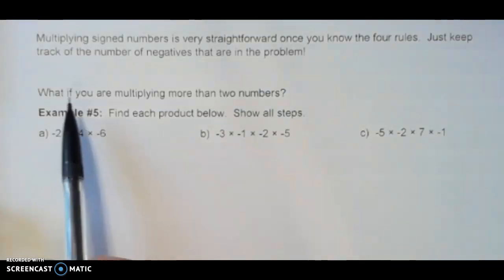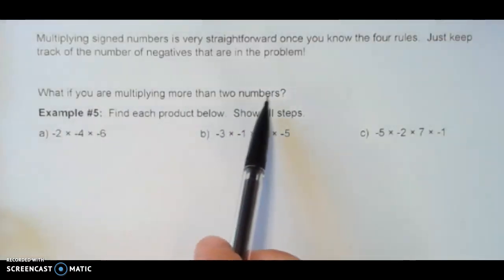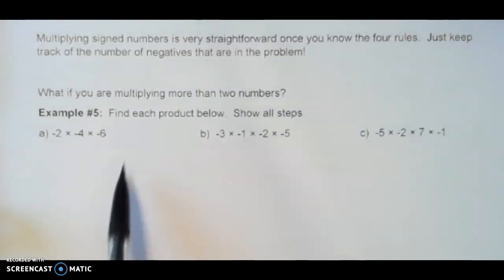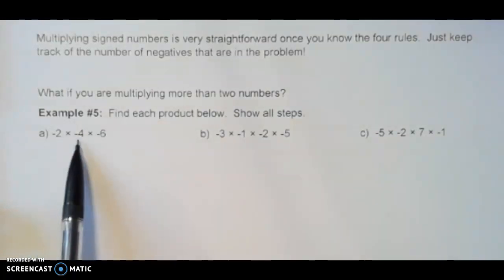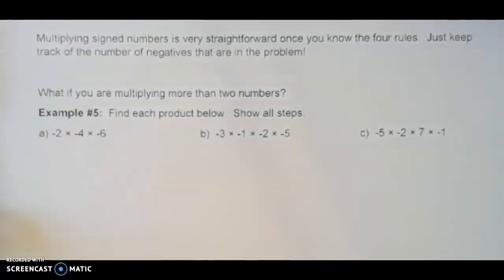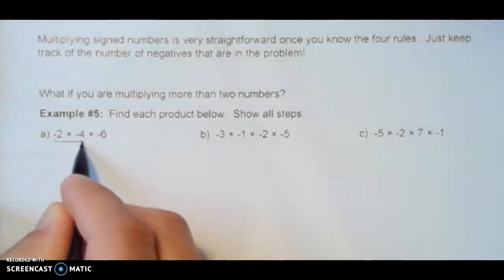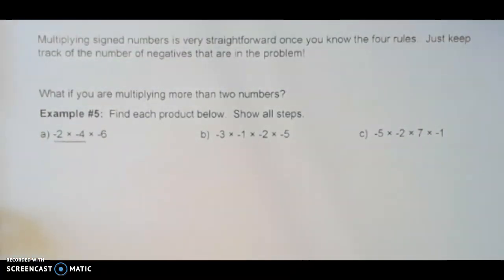So what happens if you're multiplying more than 2 numbers? Well, in example number 5, we're going to practice that. We're going to find each product and we're going to show all steps. In example A, I've got 3 numbers, negative 2 times negative 4 times negative 6. Okay, it's all multiplication, so I'm going to work from left to right, and I'm just going to work 2 numbers at a time. So I'm going to start by doing negative 2 times negative 4.